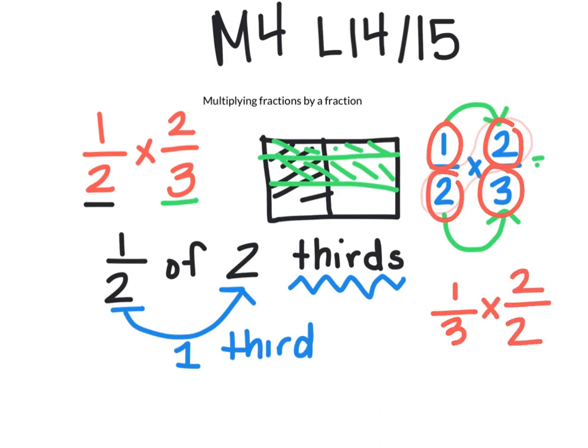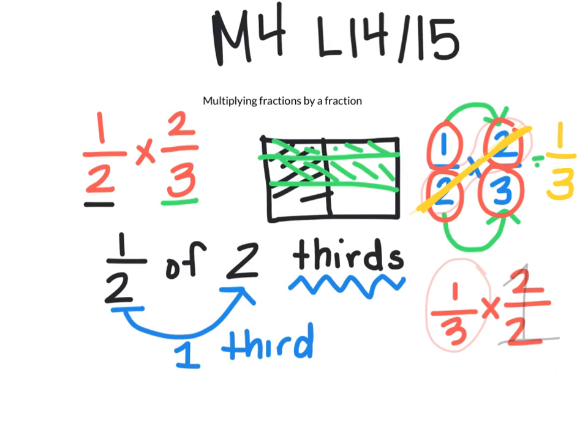Well, I know that 2 over 2 is the same as 1 whole. And multiplying by 1 whole doesn't change our answer. So our answer would be 1/3. Or if we go back up to the top, I can cross out my 2's because I found a match, simplifying it before we multiply. I can cross out my 2's and I have 1/3 left over.